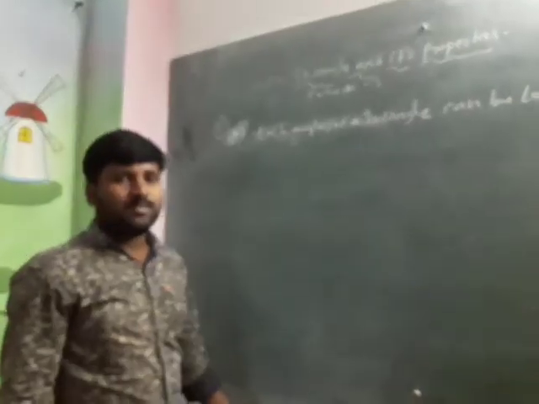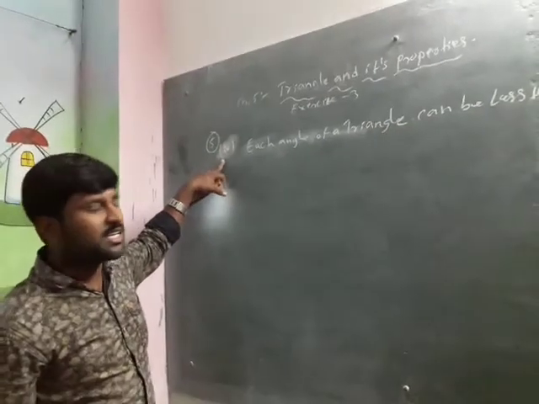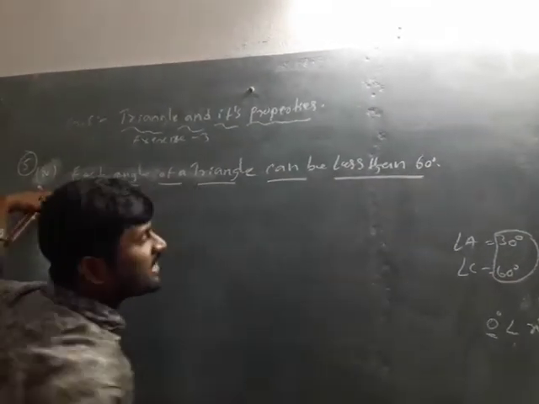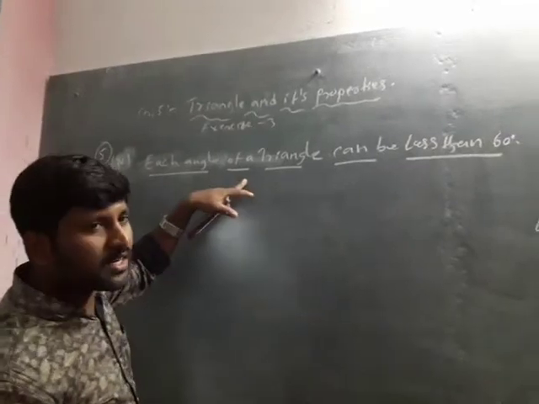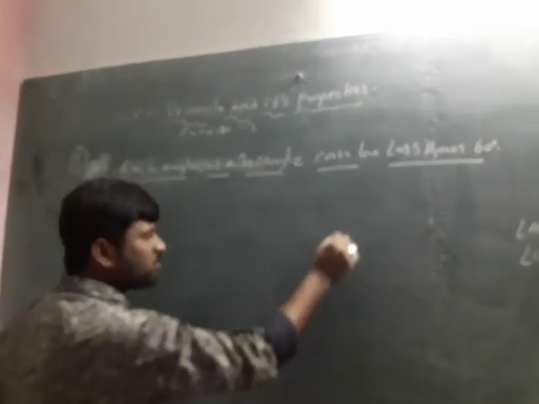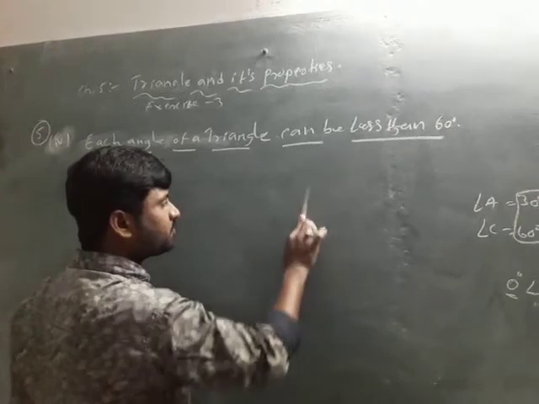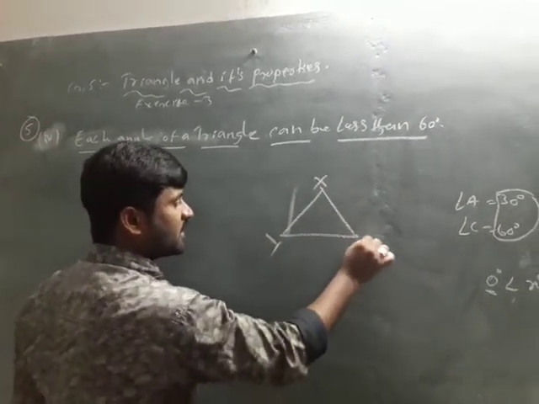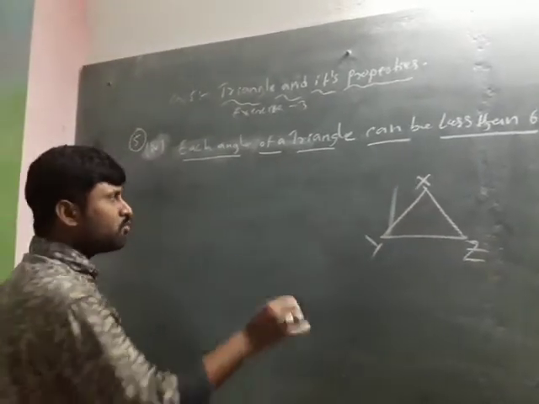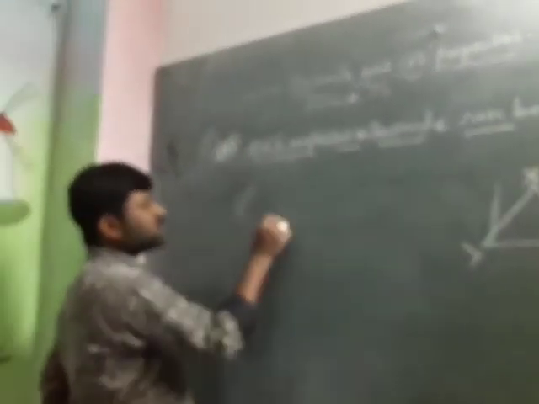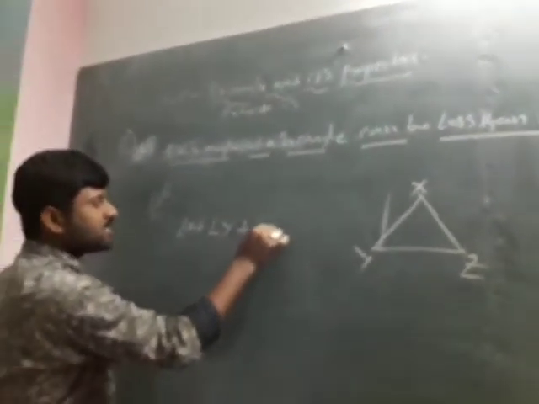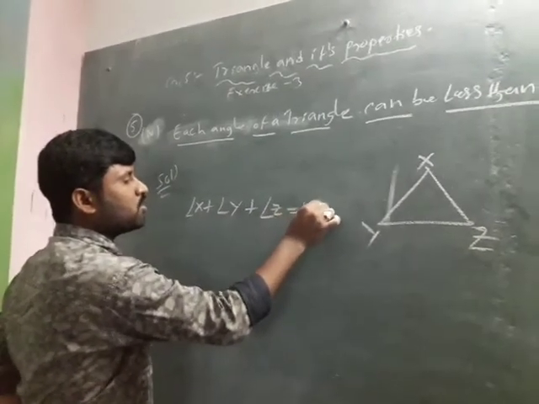Okay students, now the fourth statement is: each angle of a triangle can be less than 60 degrees. Is this statement true or false? You just consider a triangle XYZ. Okay, we know the statement: angle X plus angle Y plus angle Z is equal to 180 degrees.